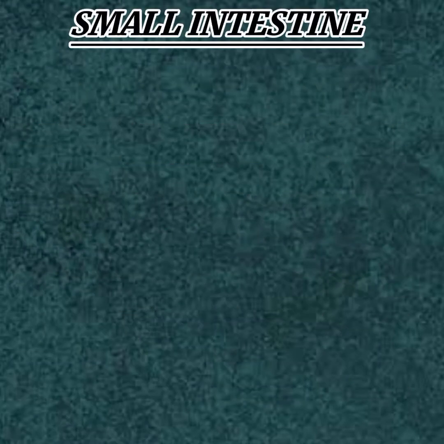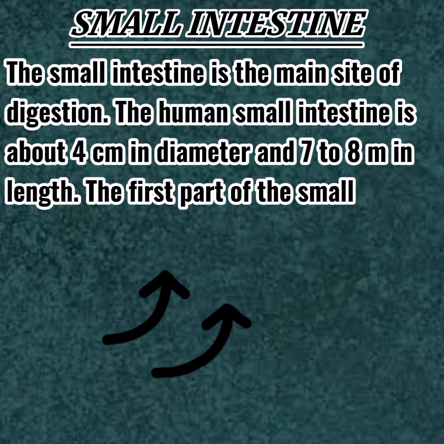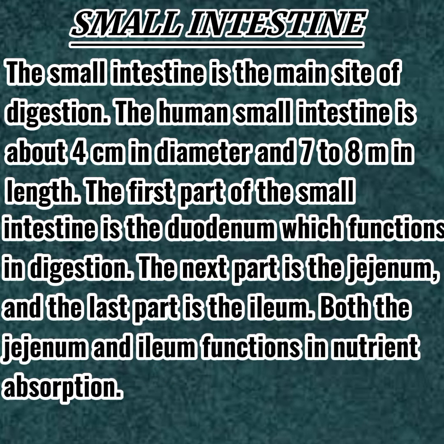Small intestine. The small intestine is the main site of digestion. The human small intestine is about 4 cm in diameter and 7 to 8 m in length. The first part of the small intestine is the duodenum, which functions in digestion. The next part is the jejunum, and the last part is the ileum. Both the jejunum and ileum function in nutrient absorption.